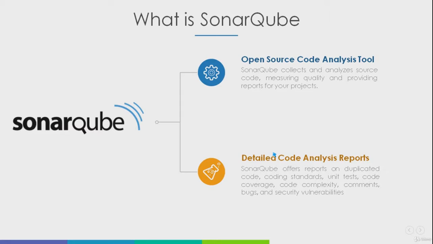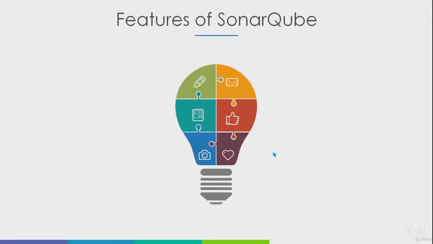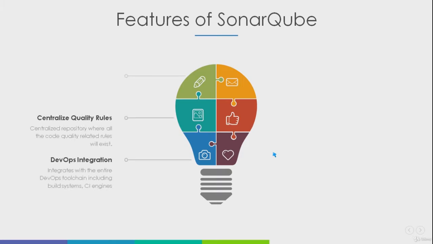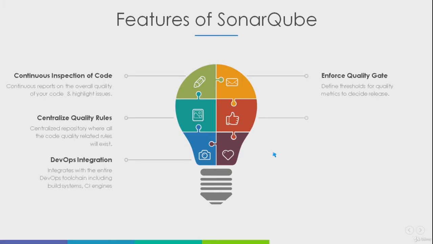SonarQube is an open source platform that is widely used for both static as well as dynamic code analysis. SonarQube collects and analyzes source code, measuring quality and providing reports for your projects continuously over time. It also offers a wide variety of reports, including duplicated code, coding standards, unit tests, code coverage, code complexity, comments, bugs, and security vulnerabilities. Now let's look at some of the important features of SonarQube.